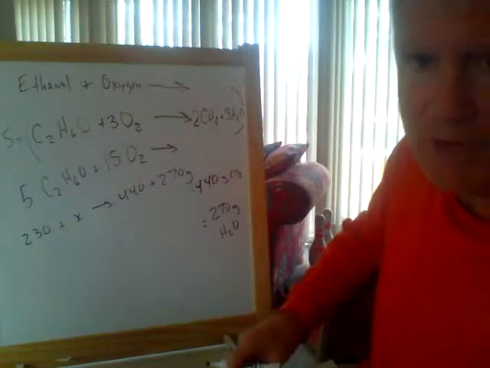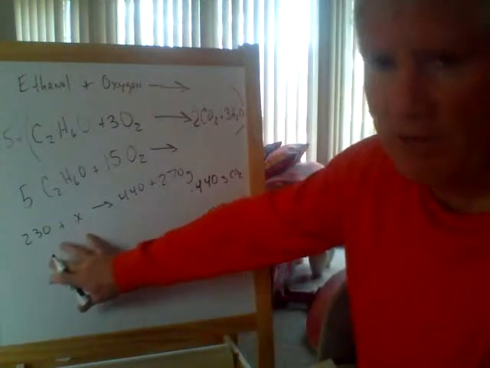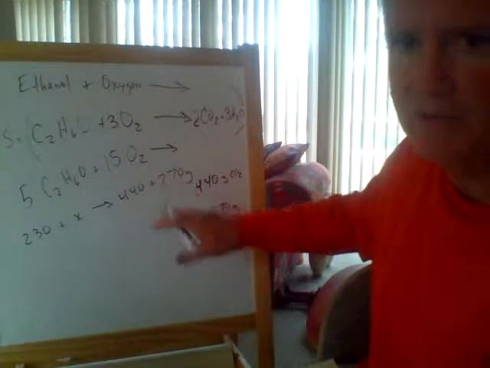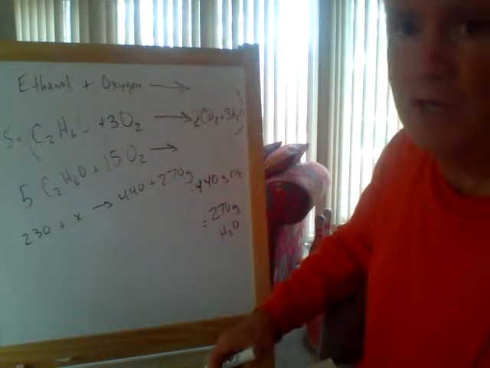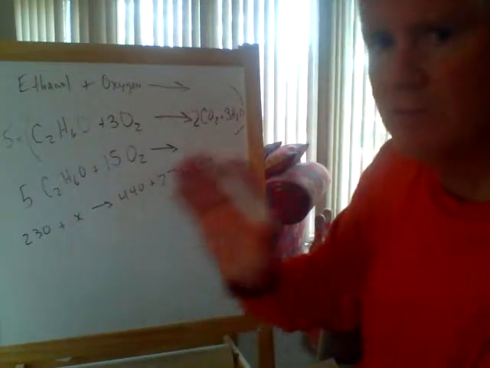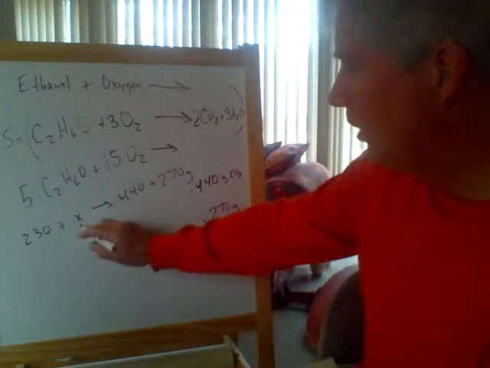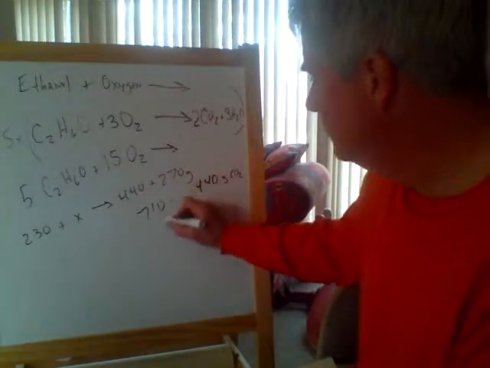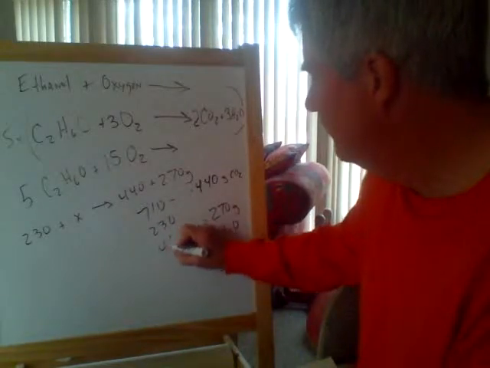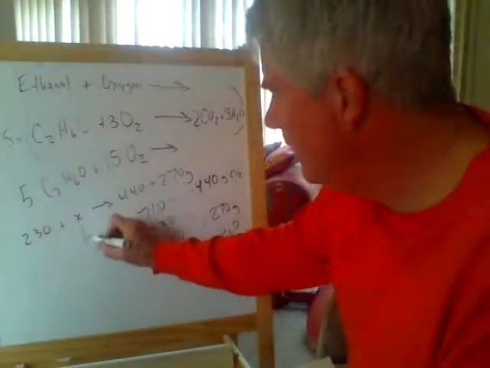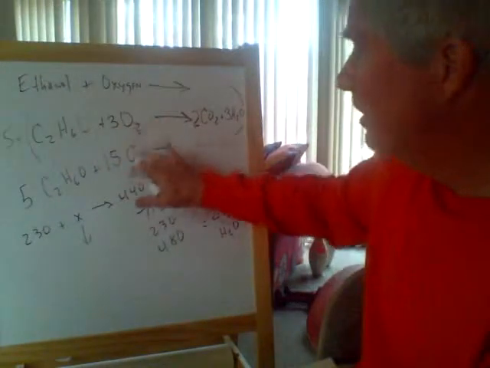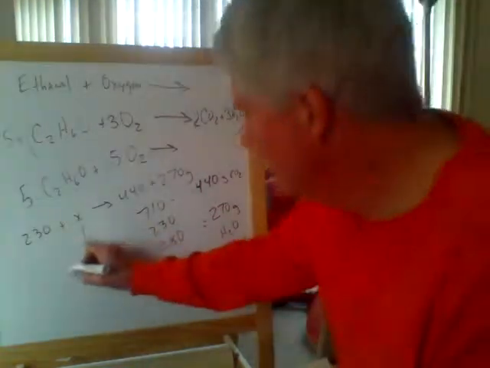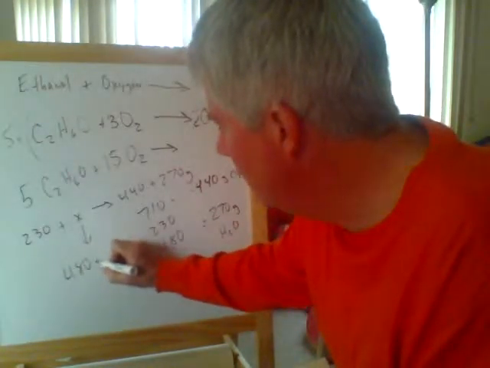One thing you can bet the ranch on is that the amount of grams that you started with here is going to equal the number of grams that you ended with here, because mass is never created or destroyed in a chemical reaction. It is in a nuclear reaction, but not in a chemical reaction. So we could easily solve for x here just by adding this up. It's 710 minus 230 is 480. So the answer would be, for how much oxygen is needed to burn 230 grams of ethanol, the answer is 480 grams of oxygen.